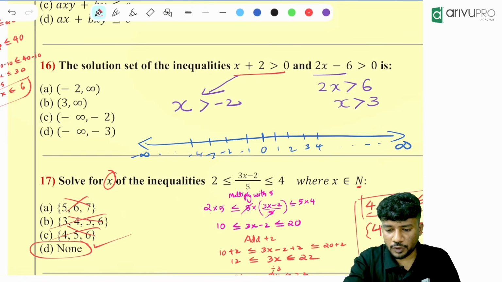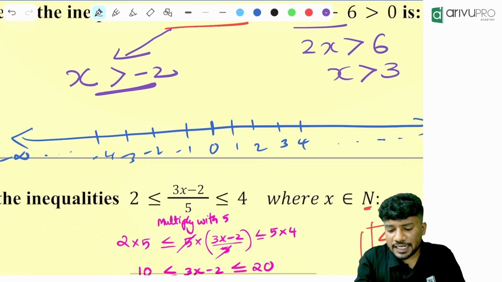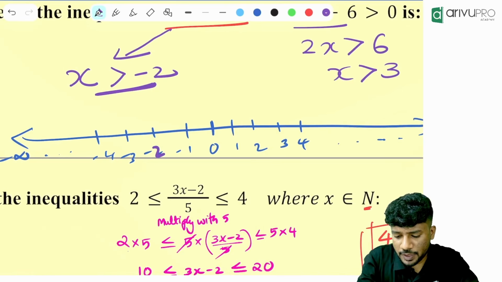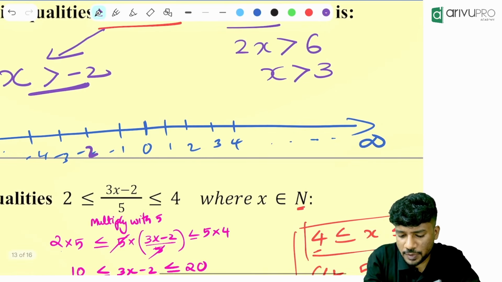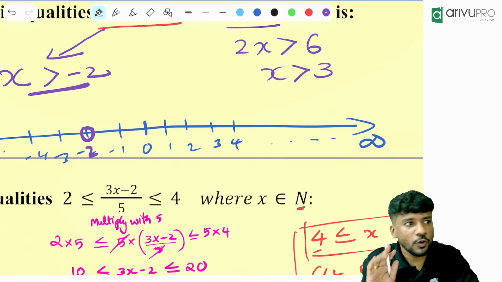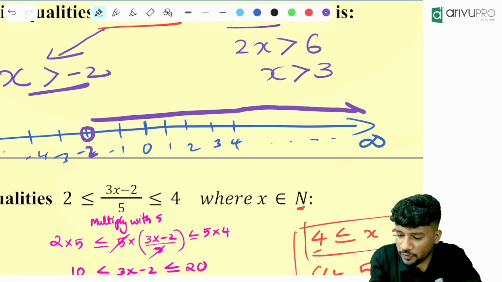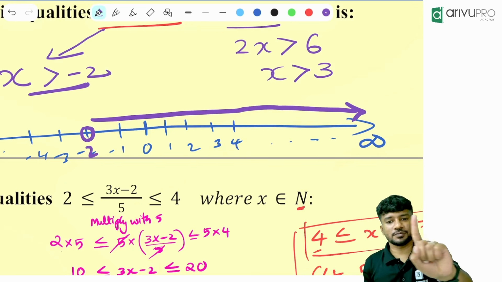Now, you tell me the first graph. First graph is what, people? First graph is x is greater than minus 2. Where is minus 2? Minus 2 is over here. Is minus 2 included? No. You will put a small circle. And from here to infinity, all the values are there. That is the first possible range.